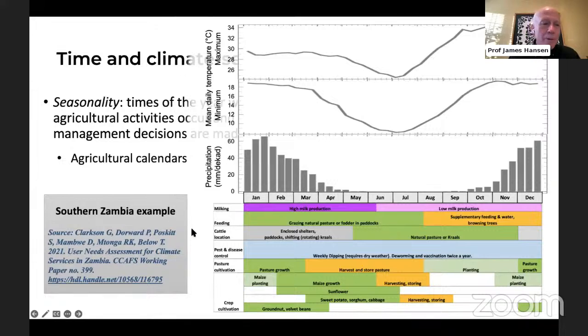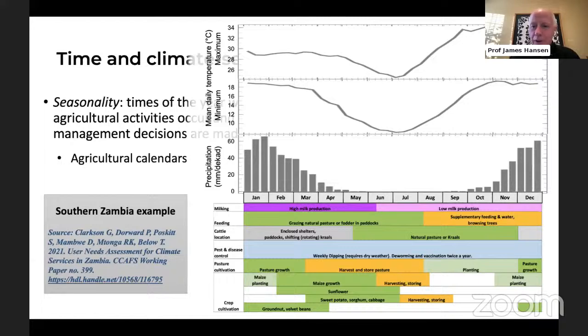So this is an example from a publication from southern Zambia that presents an agricultural calendar for several different agricultural commodities and systems. And on top of it, I added some graphs that are available from the National Meteorological Service, showing the average seasonal cycle of rainfall and minimum and maximum temperature.